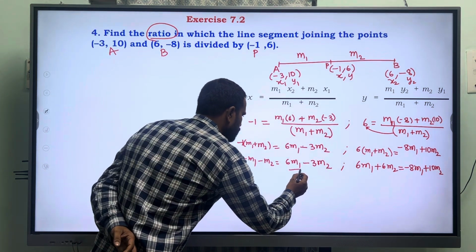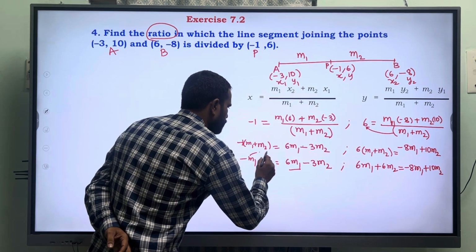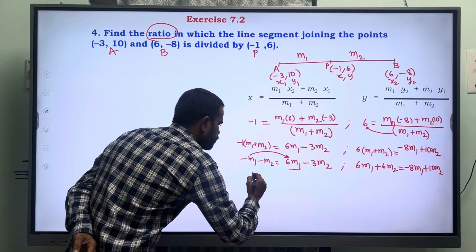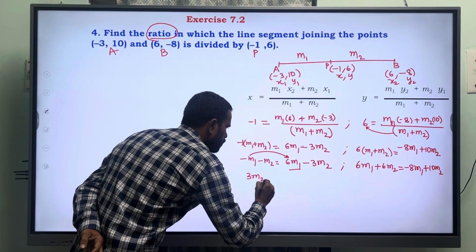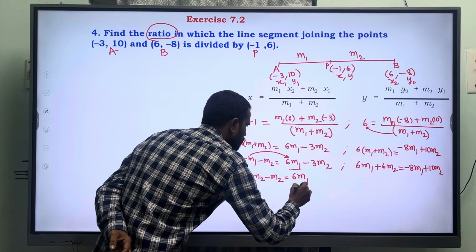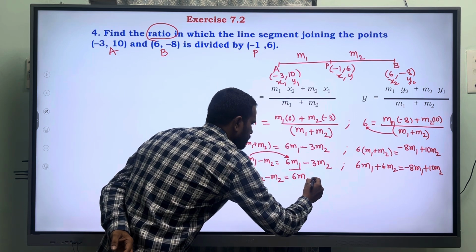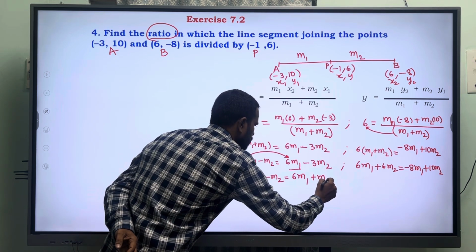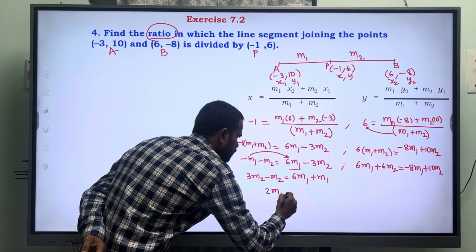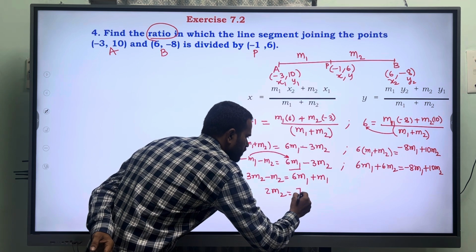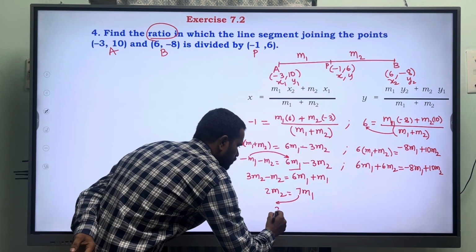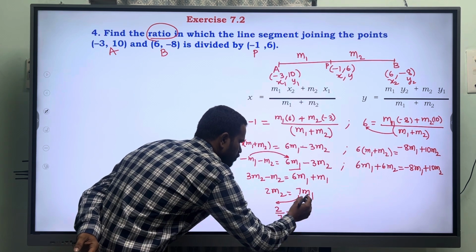Now you see here, we will send m1 to the other side, m2 to this side. Okay, minus 3m2 will come, becomes plus 3m2 minus m2 equal to 6m1, minus m1 will go that side, becomes plus m1. So this becomes 3m2 minus m2, 2m2, equal to 6m1 plus m1, 7m1. Okay, now send this 7 to the other side. 2 by 7 equal to m2.